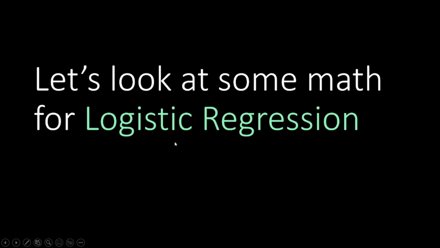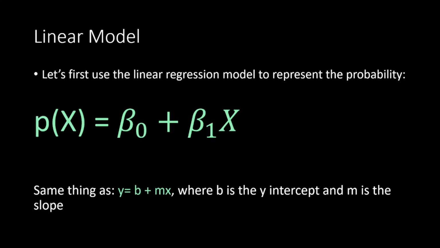Okay, so let's look at some math for logistic regression. So let's first look at the linear model to represent the probability, right? So this is the linear model. This is actually really easy to interpret, even though we're seeing some Greek symbols here. It's not actually that difficult. This is the same thing as mx plus b, or mx plus c, depending on where you're from, where b is the y-intercept and m is the slope.